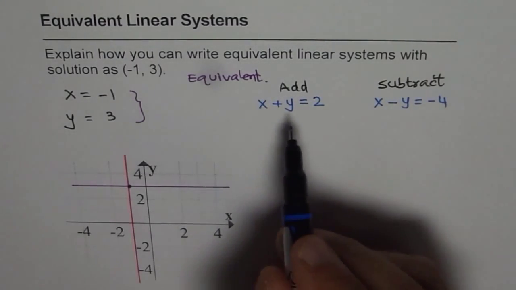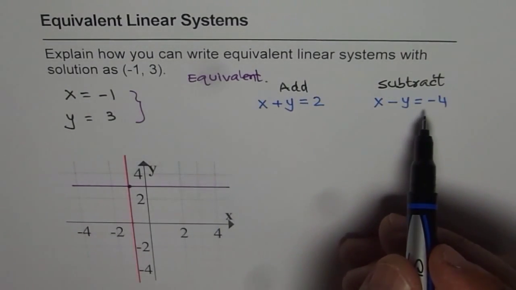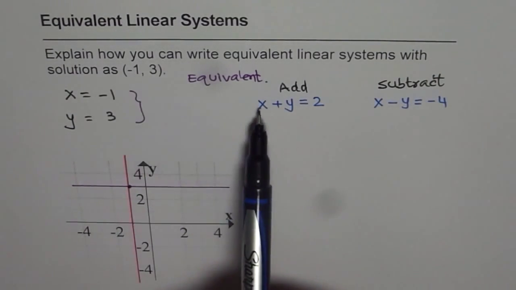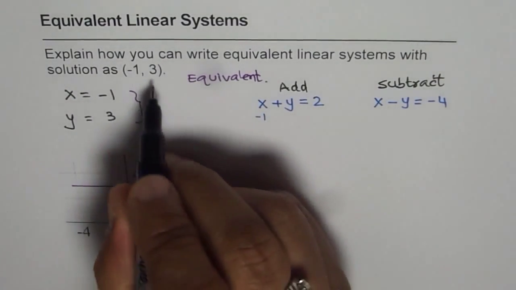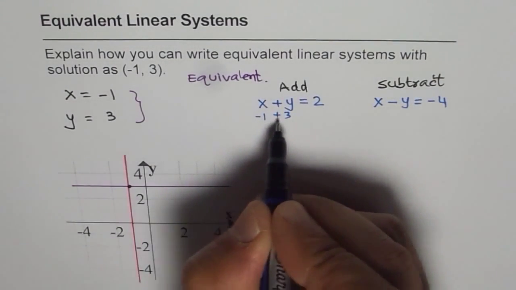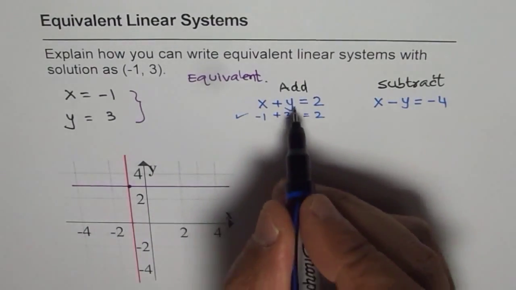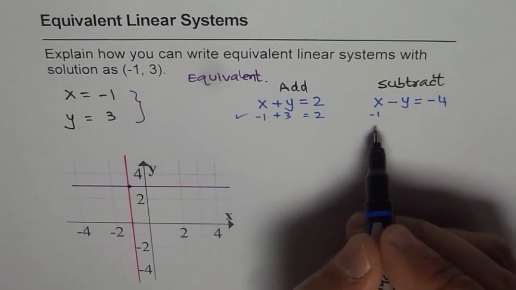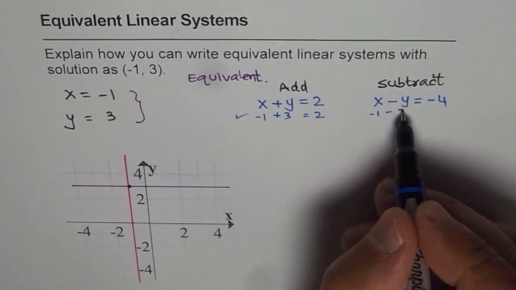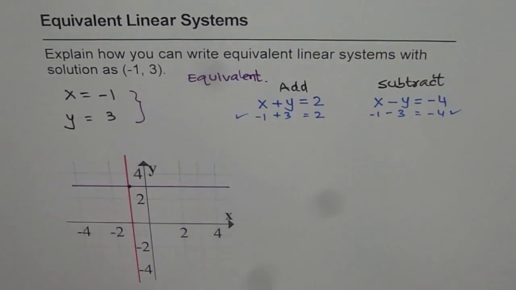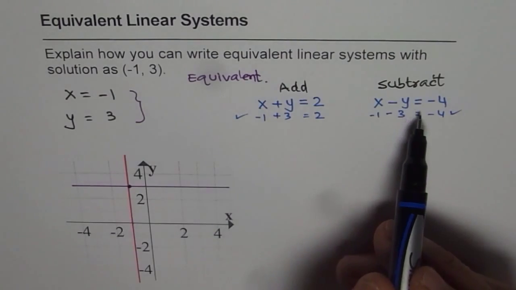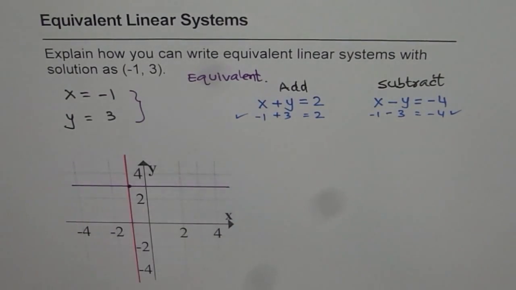Now we have to see if that forms a linear system with this solution. Let us check. If I write -1 for x and 3 for y, -1 plus 3 is 2. So that point lies on this line. Now, if I write -1 and 3 in the second equation, -1 minus 3, I do get -4. It works, correct? That means this set of equations forms an equivalent linear system.